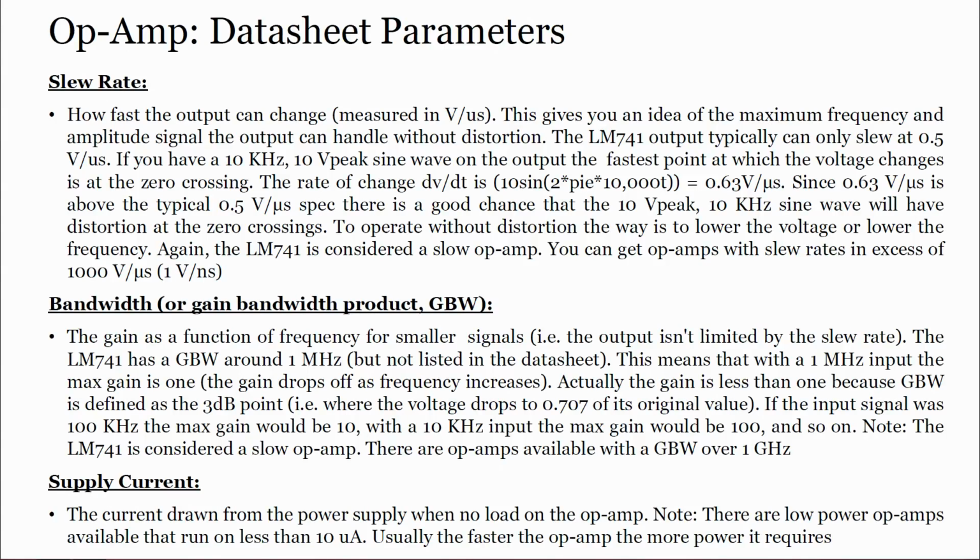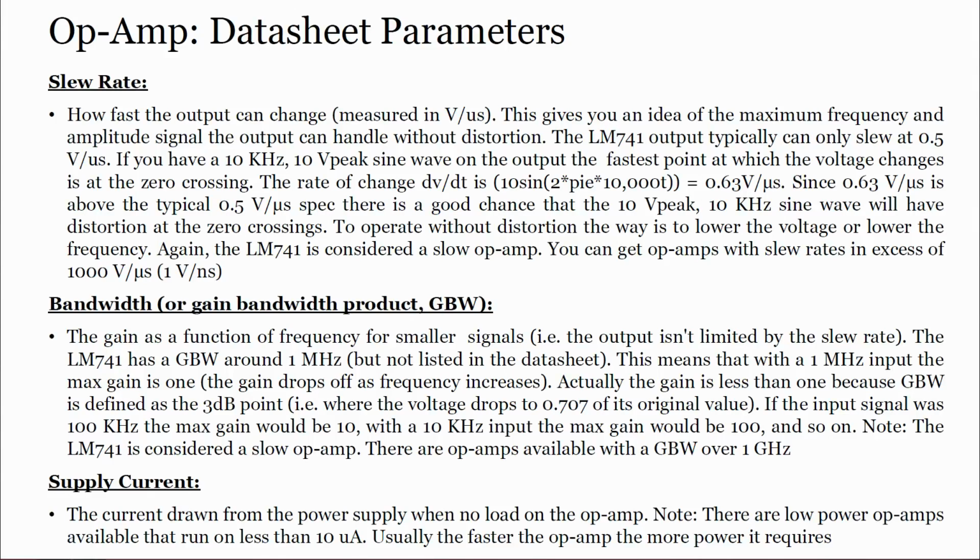What is slew rate? Slew rate is how fast the output can change. When you apply an input signal, how fast the output can change with respect to the input signal. This gives you an idea of the maximum frequency and amplitude signal that the op amp can handle without any distortion. And then we have taken an example, and from the example what we found is that to operate without distortion, the way is to lower the voltage or lower the frequency. So, how does that work? Either we can lower the voltage or we can lower the frequency.